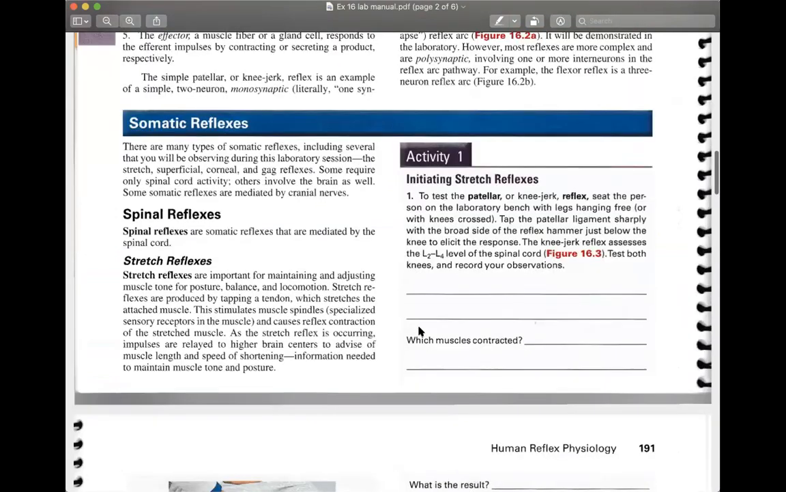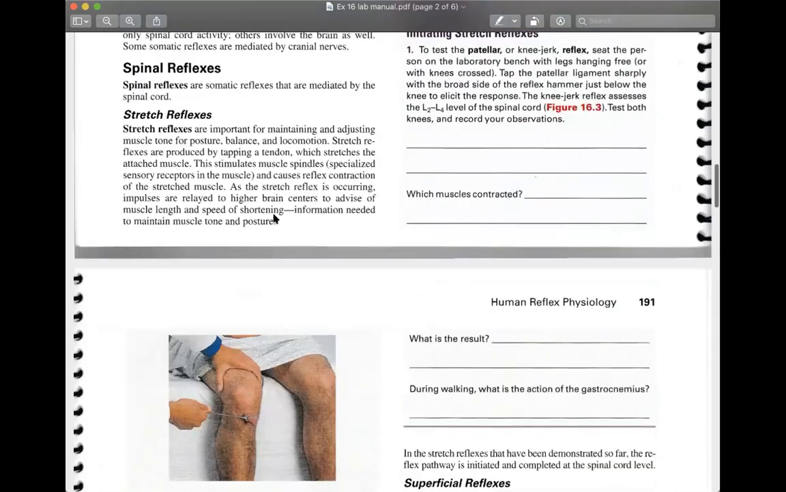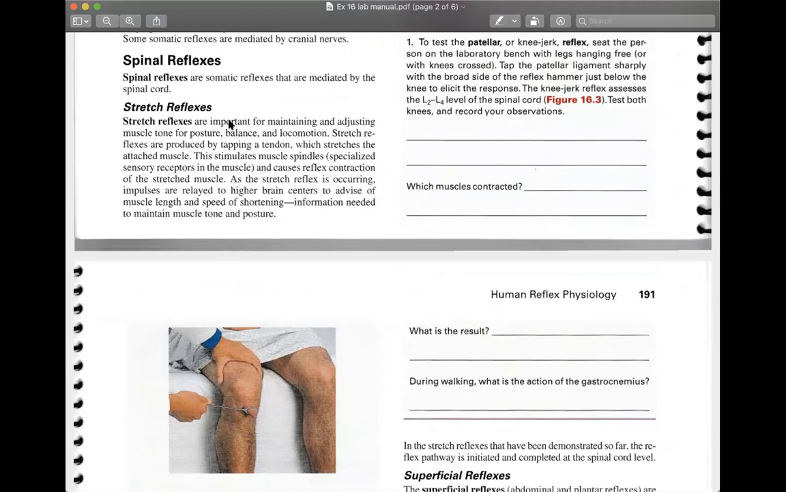All right, so some of the somatic reflexes that we'll look at are the spinal reflexes. These are, again, mediated by the spinal cord. Some take that information all the way up to the brain, others do not. The stretch reflex, again, what we were talking about, that you could cut the head off of something and still get a stretch reflex as long as those neurons were still alive and active. Okay, so you don't need the brain for this. That reflex only travels to the spinal cord and back.